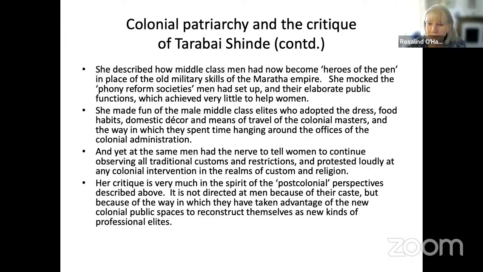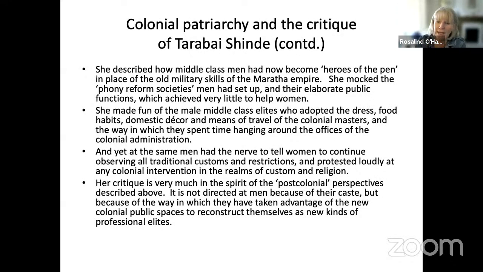There you are, she says, you've adopted the dress, the food, the habits, even the domestic decor of the colonial masters. You spend all your time hanging around their offices in the hope of a better job. And yet you have the nerve to tell us women that we have to behave absolutely traditionally, that we have to stay at home with the family. And any time the colonial state tries to promote some social reform, you squawk loudly and say they mustn't interfere in the realm of tradition. Whereas you are out there taking full advantage of it, enjoying yourselves. This is nothing other than what we would call double standards.